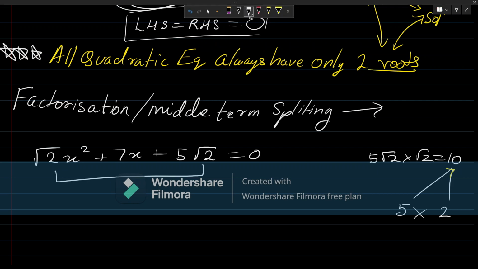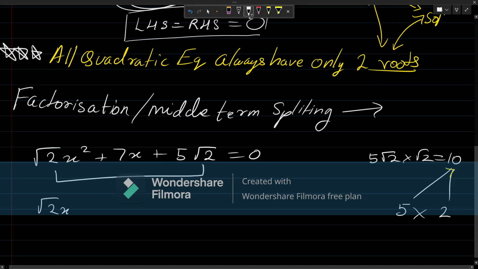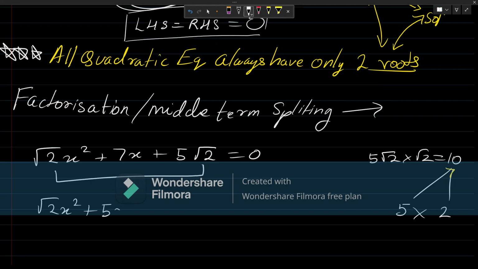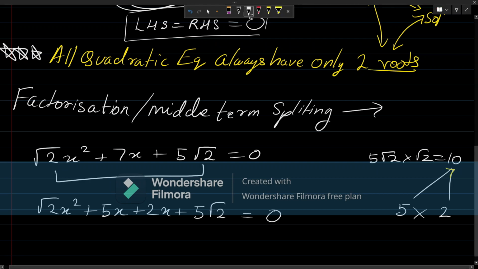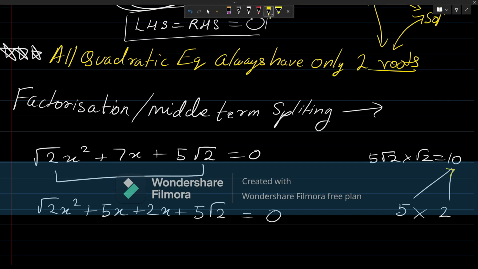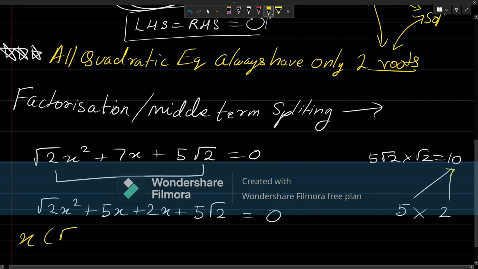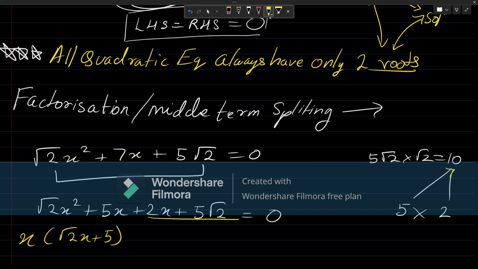Now we have the numbers that we require. So root 2x square plus 5x plus 2x plus 5 root 2 equal to 0. Now what can we take common? Here you cannot take anything common except x. So x is common, root 2x plus 5. In the second one, you can only take root 2 common, so root 2 times x plus 5.